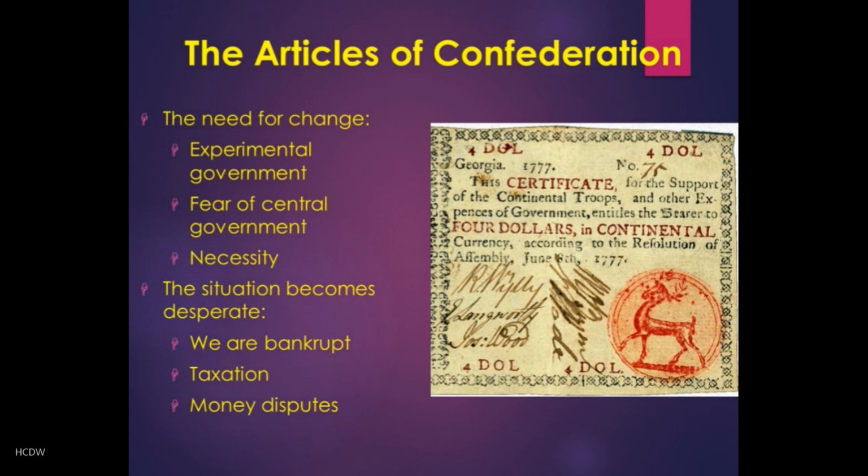By the late 1780s, the situation is getting desperate. The government is bankrupt. They have no funds with which to manage the national defense and other issues. They're not able to tax and raise money, and the states themselves are not really contributing. And there are all kinds of money disputes going on throughout the various states. The continental money which is being issued at this time, I described the idea of inflation. It's becoming worth less and less. And so there are really kind of dire issues confronting the government as we head into the late 1780s.